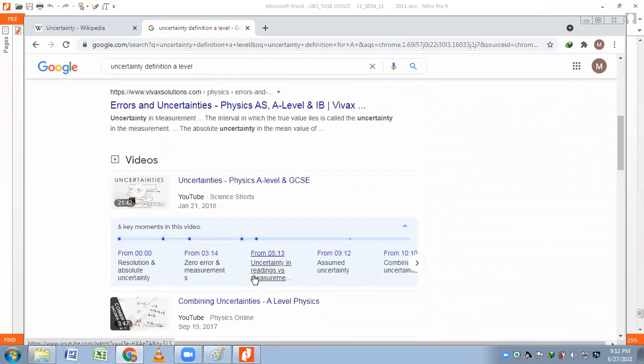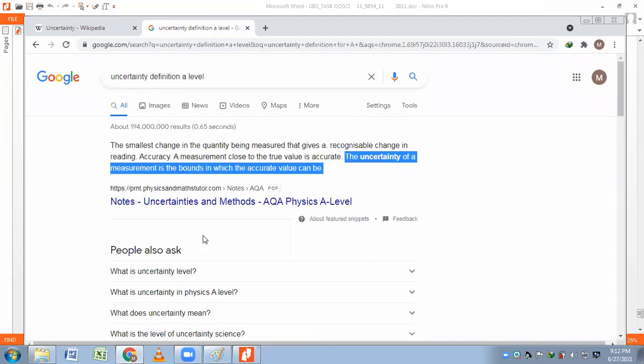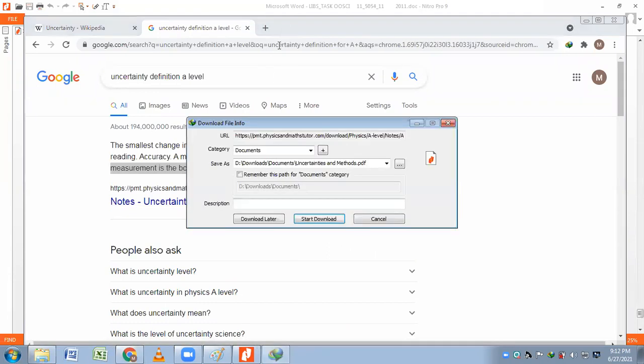I actually forgot the actual textbook definition of it. I know what it means, but I forgot the actual definition. So let's have a look at the actual definition for within this.